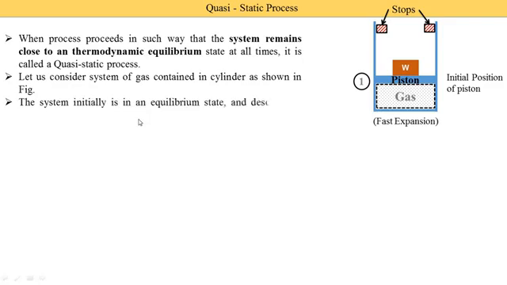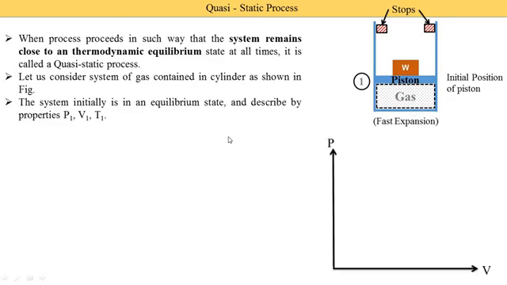Now the system is initially in equilibrium state, and it is described by the properties P1, V1 and T1. P means pressure, V means volume and T means temperature. So this is the initial position 1. At that initial position 1, this gas has a certain pressure, denoted as P1. Its volume is denoted as V1 and its temperature is denoted as T1.